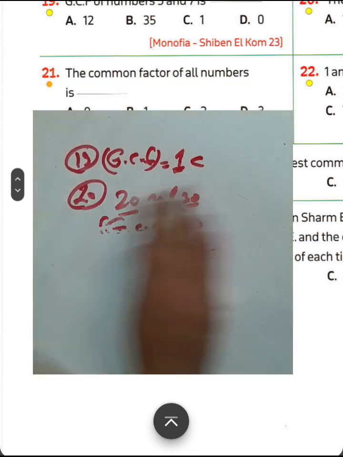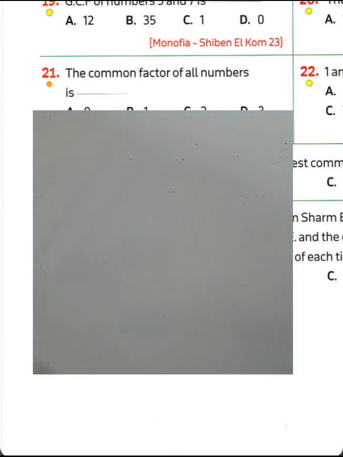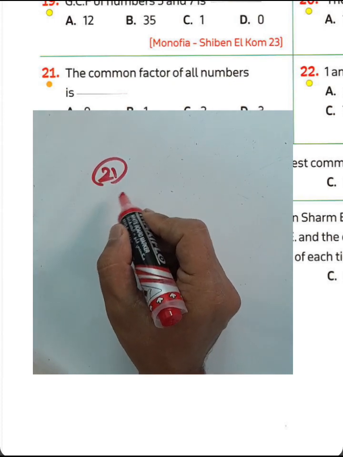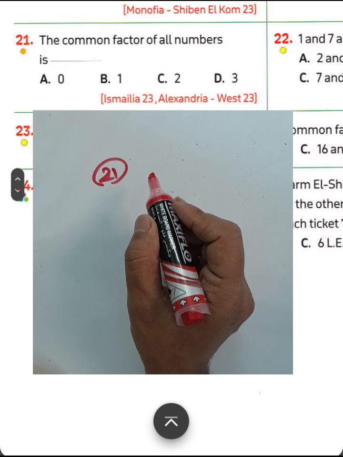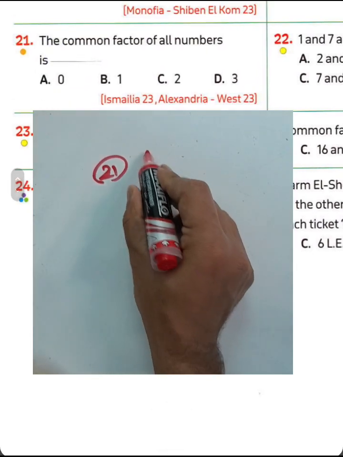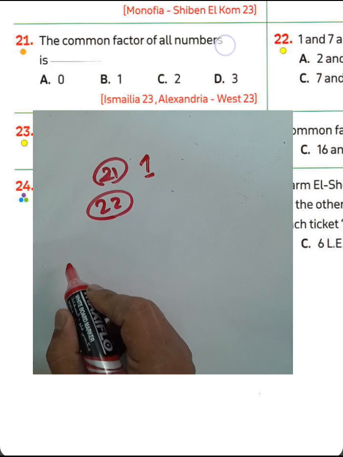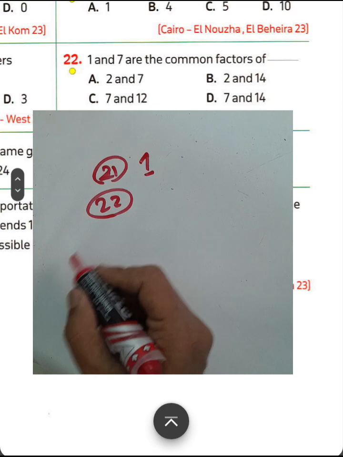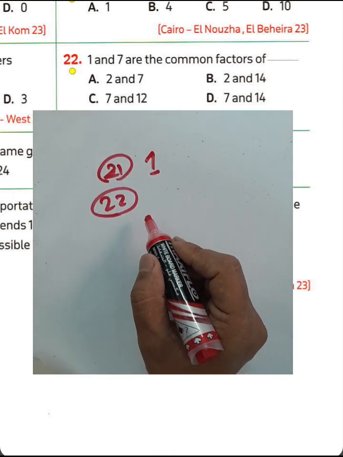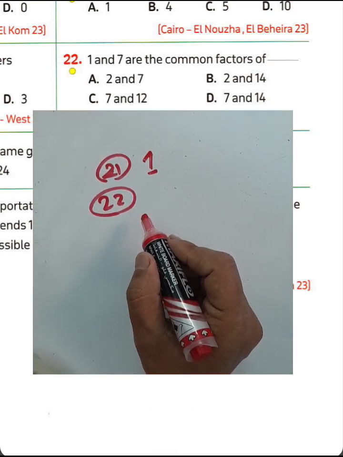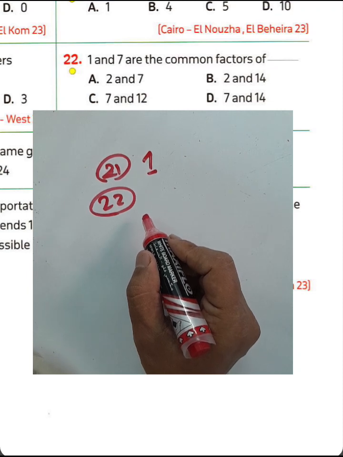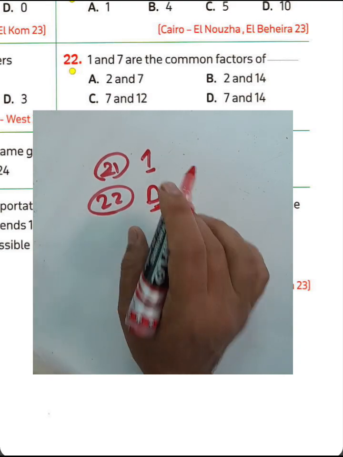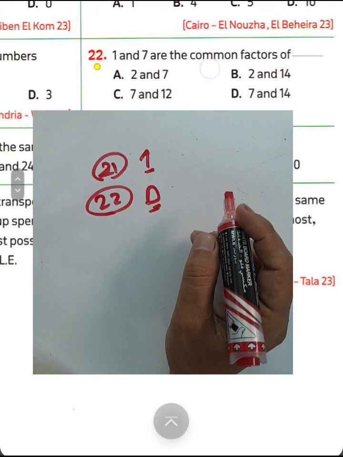Question 21. The common factor of all numbers is 1. Question 22. 1 and 7 are the common factors of 7, since 1 times 7 equals 7. And we can choose what? 7 and 14. Question 22, choose letter D. 1 times 7 equals 7, and 14 can be divided by 7. Choose 7 and 14.